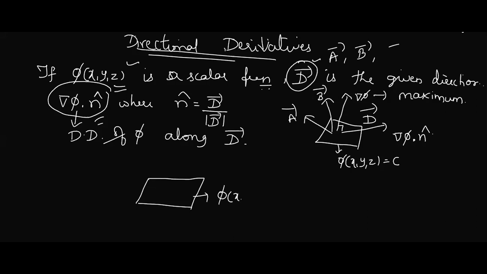What is the equation of that? Phi of x, y, z equal to c. Now here, one vector is going like this, I'll call it d bar. One vector is going like this, I'll call it a bar. Like this, so many vectors are there. Now, there is one vector which is even perpendicular to this surface. What we have seen is that a vector perpendicular to this surface is nothing but the gradient of this phi. Grad. Okay, this you have seen.